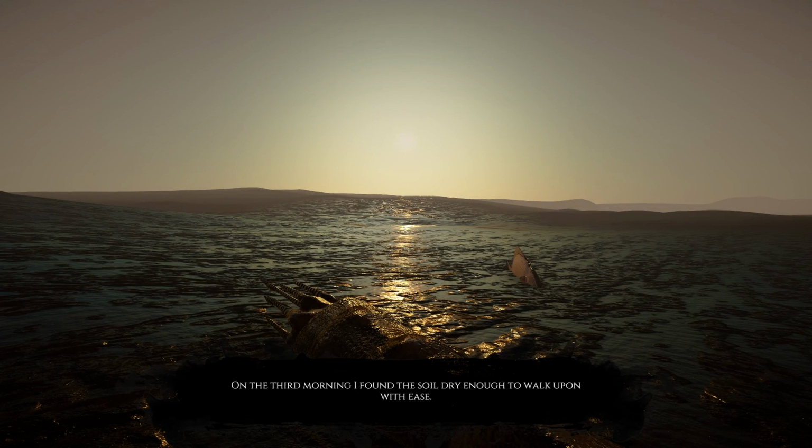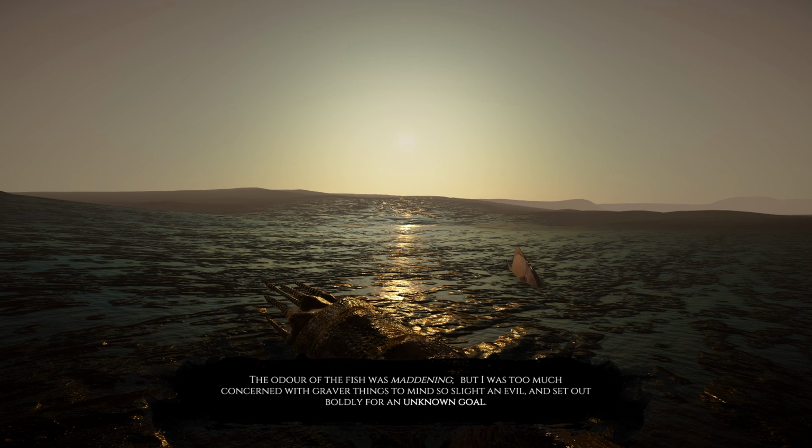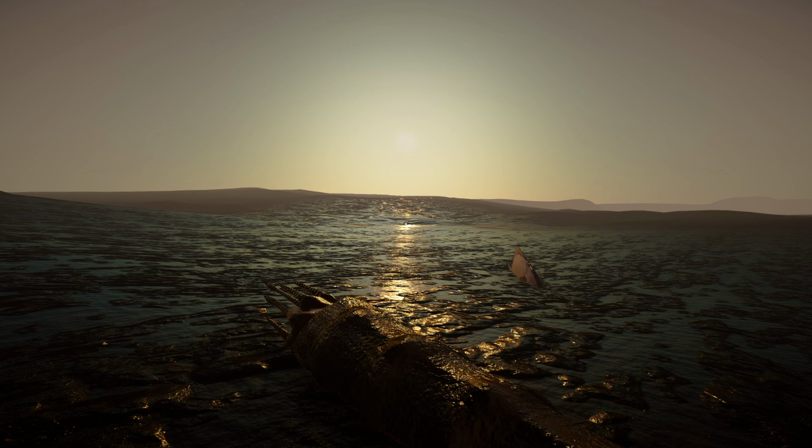On the third morning, I found the soil dry enough to walk upon with ease. The odor of the fish was maddening, but I was too much concerned with graver things to mind so slight an evil, and set out boldly for an unknown goal.